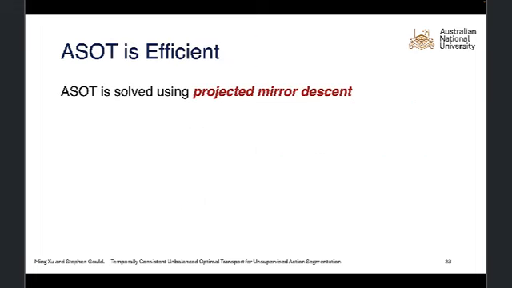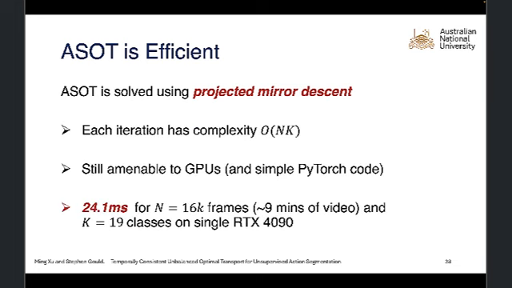Now, it's still very fast, so we use projected mirror descent to solve the ASOT problem, and it can still be implemented very easily in PyTorch and runs on the GPU, so we have code available, and for a single video, 16,000 frames, 19 action classes, 24 milliseconds on a standard GPU.